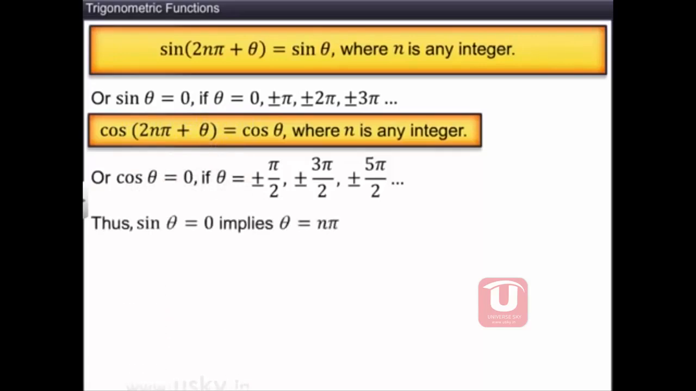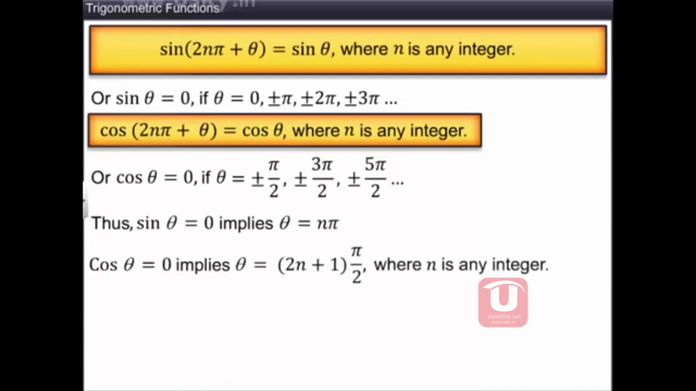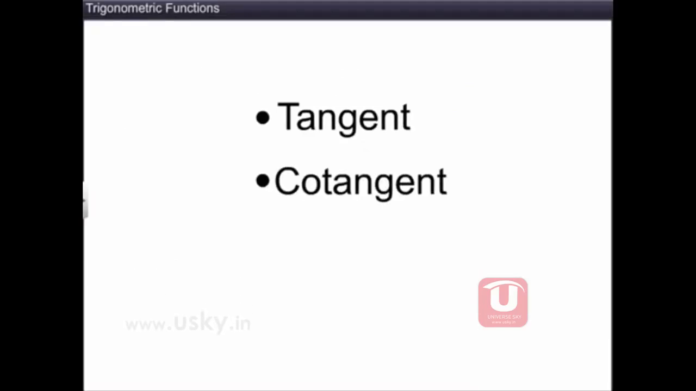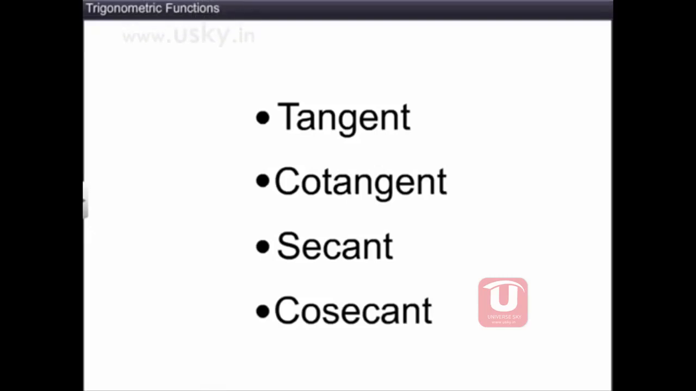Thus we can say that if sin theta is equal to 0, then theta is equal to n pi. And when cos theta is equal to 0, then theta is equal to 2n plus 1 into pi by 2, where n is any integer. Let us now define the other four trigonometric functions: tangent, cotangent, secant, and cosecant in terms of sine and cos.